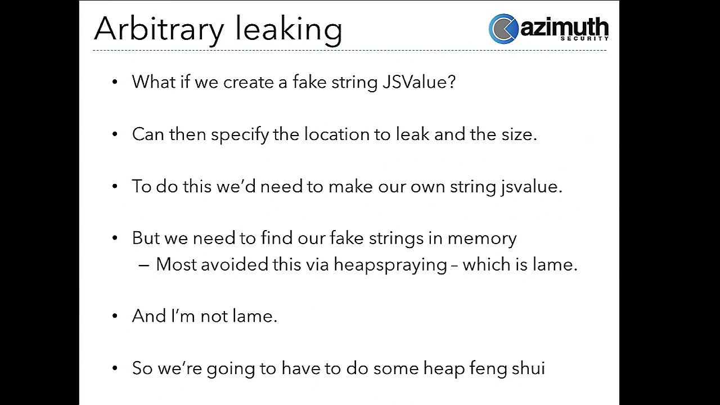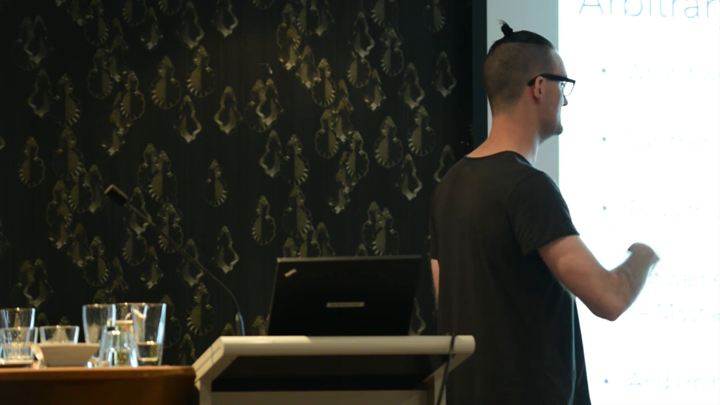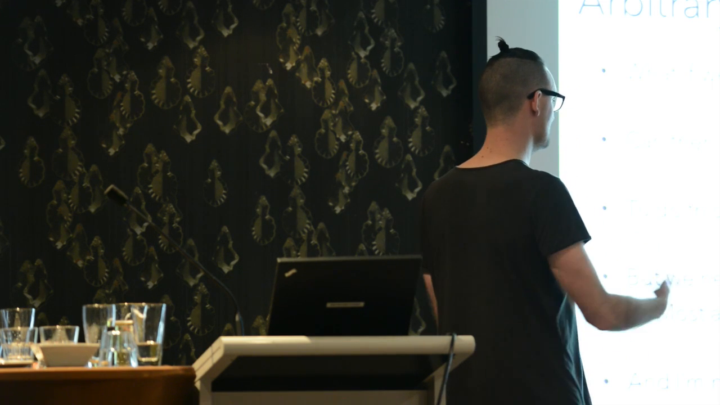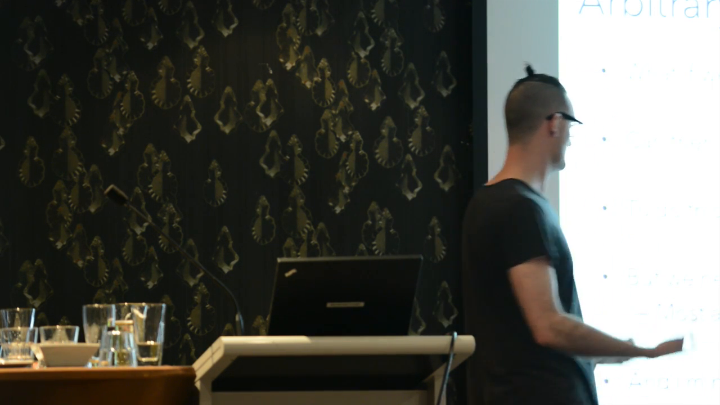Most people did this kind of thing, like the Immunity one did the info leak by heap spraying. They knew where the stuff was in memory because it was an OC, which had this fake string, and then they info leaked like that. That's kind of lame, doing it like heap spraying, because I don't really like heap spraying.